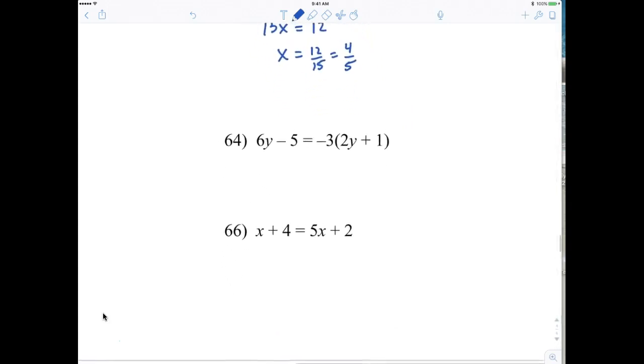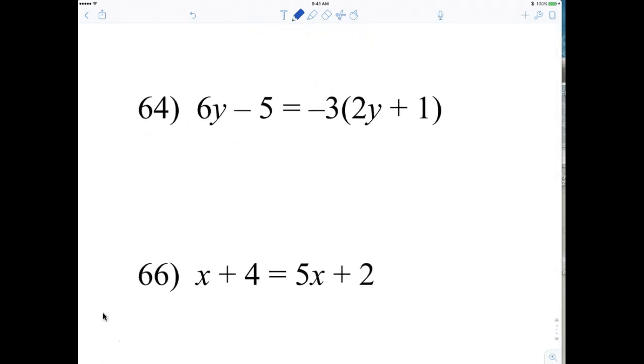On 64, what do I have to do first? The parentheses. Distribute, right? So that's going to be -6/5 plus -3. I mean negative, just look carefully, make sure you're there.